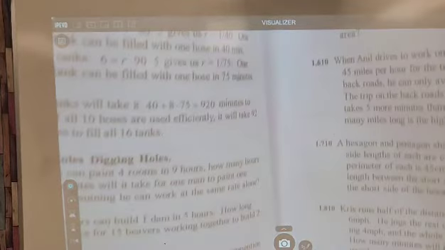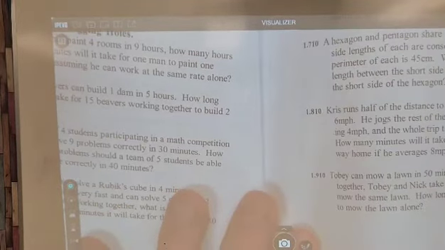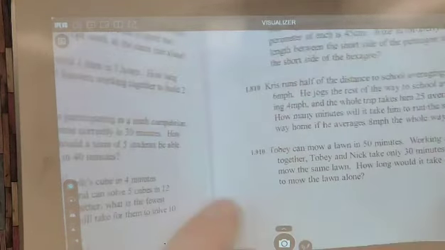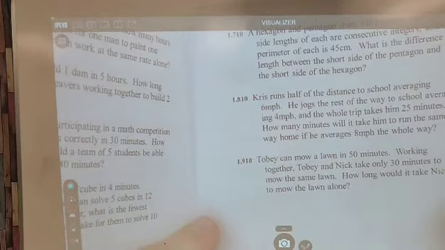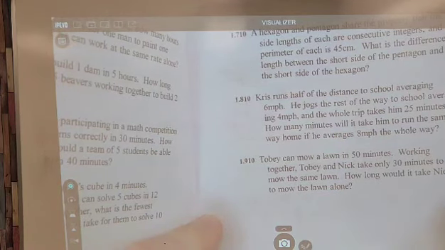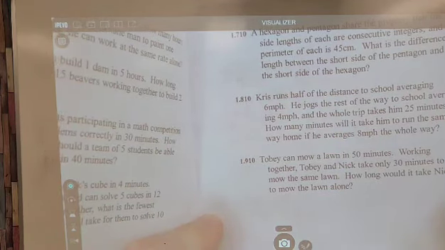Okay, and let's look at the last one that was in this section. Toby can mow a lawn in 50 minutes. Working together, Toby and Nick take only 30 minutes to mow the same lawn. How long would it take Nick to mow the lawn all alone?